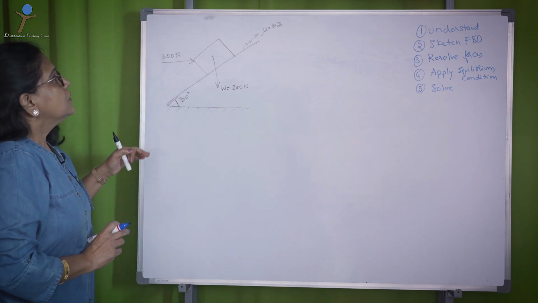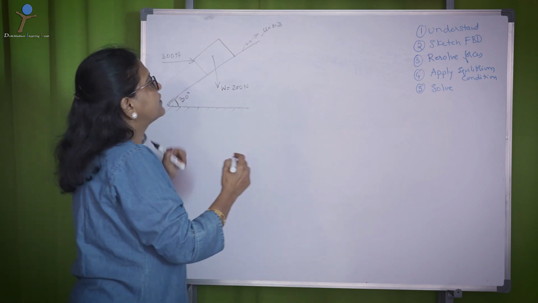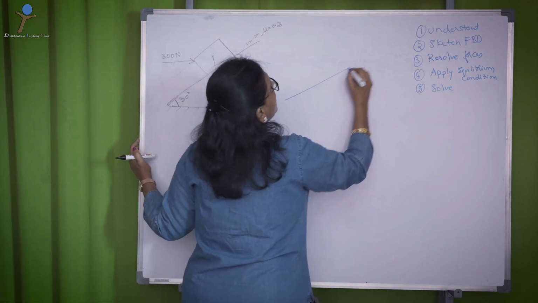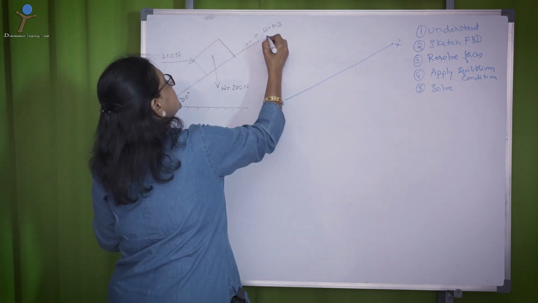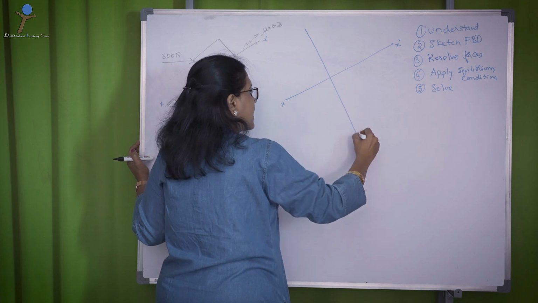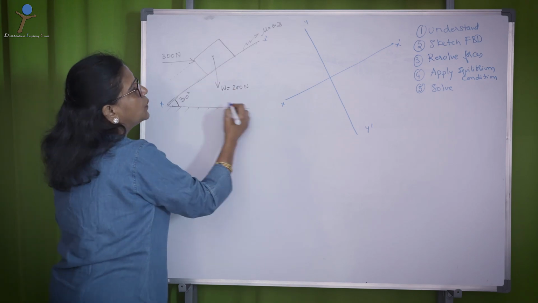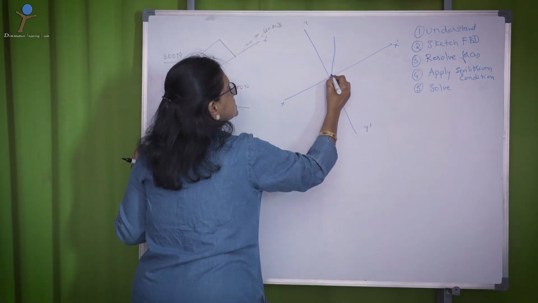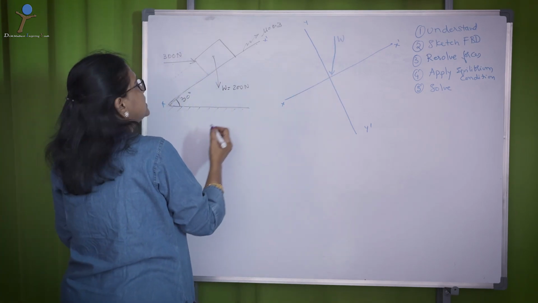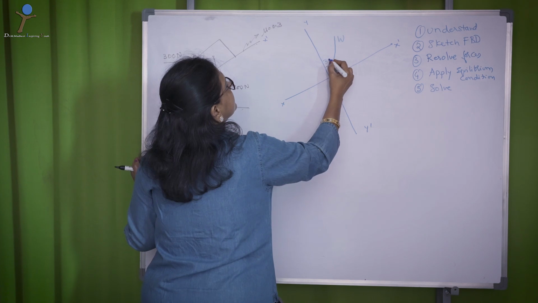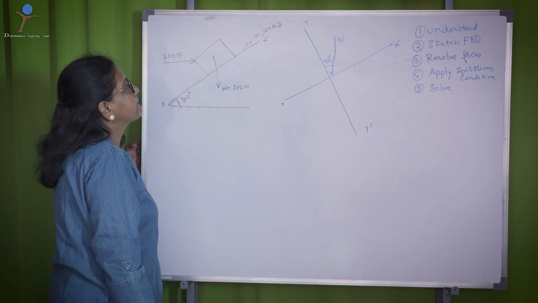Now, the second step, that is sketch the free body diagram. I can draw the free body diagram for this inclined surface. Let me say xx dash and y dash. So the W is the force placed here. Obviously, this makes an angle of 30 degrees with the y dash plane.